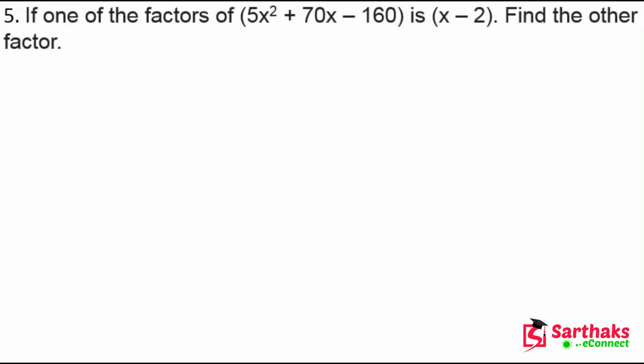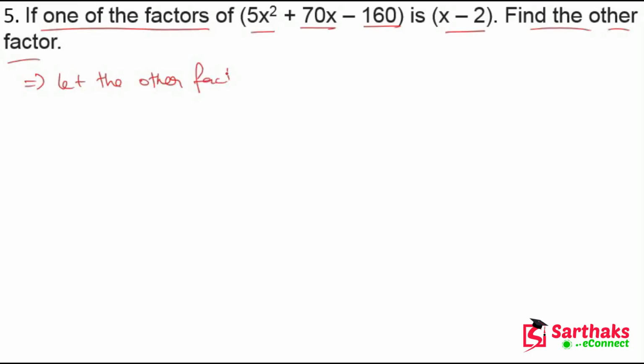Yes, now the next question. Here you can see that if one of the factors of 5x square plus 70x minus 160 is x minus 2, now find the other factor. We have to find the other factor. So how can we find it? Now let's suppose the other factor be m. We are taking m as the other factor. So it means we can write it as x minus 2 into m is equal to 5x square plus 70x minus 160.